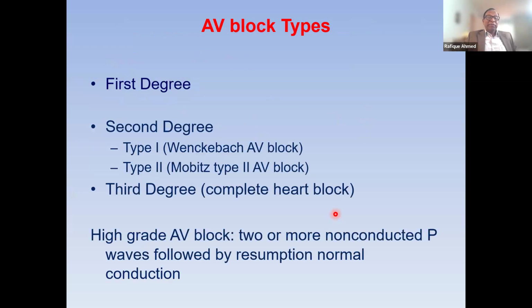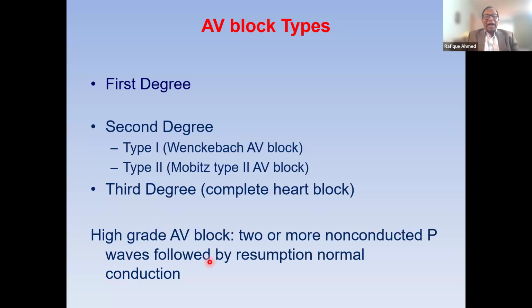AV block, what are the types? There's first degree AV block, second degree. We call it type 1, which is Wenckebach. It's confusing to remember all these names, but type 2. So remember type 1 and type 2, and type 2 sometimes they'll call Mobitz type 2, and this type 1 is typical Mobitz. But I think out of respect to these two individuals, they have decided to split it up. And then third degree AV block.